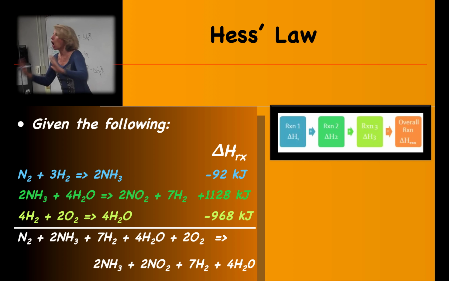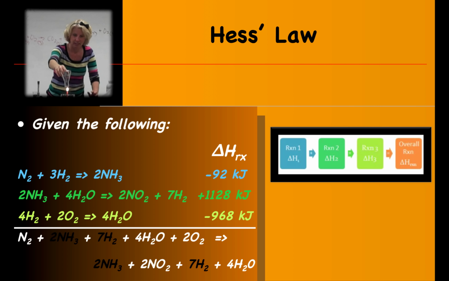Now, just like in mathematics, when you see the same thing on both sides of an equation, you can cancel those substances out. Do you see how there are 2 moles of ammonia on the left side and the right side of the arrow? They cancel each other out. Notice also that there are 7 moles of hydrogen on the left and 7 moles of hydrogen on the right. They also cancel out. Notice water also cancels out.